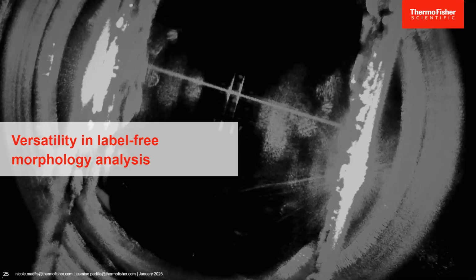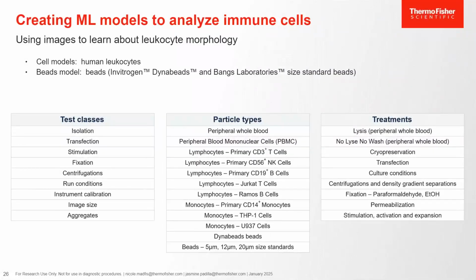Versatility and label-free morphology analysis. We don't expect users to visually inspect thousands of images, so we created machine learning models that could be taught to analyze immune cells. We trained the models with various workflow conditions. It was a matrix of leukocytes, beads, treatments. These were evaluated for model performance at different camera settings, injection rates, and with cells exposed to different buffers. This is what we refer to as pre-trained learning models.